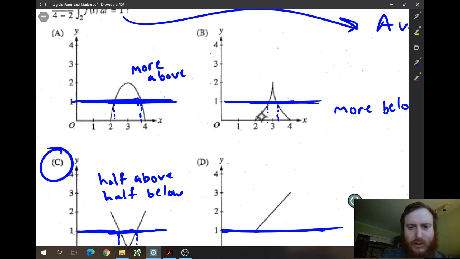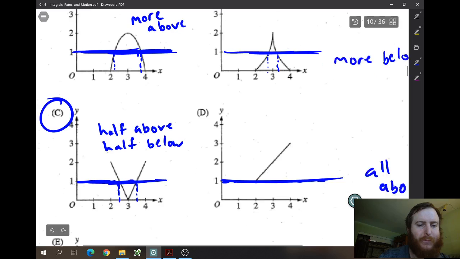This one's the opposite. It's staying below 1, below 1, below 1. It pops up just for a little bit, and then it goes back below 1. So more of this graph is below the graph most of the time.